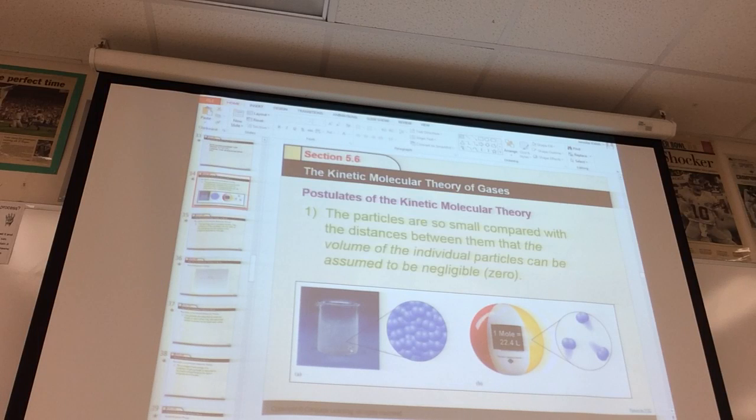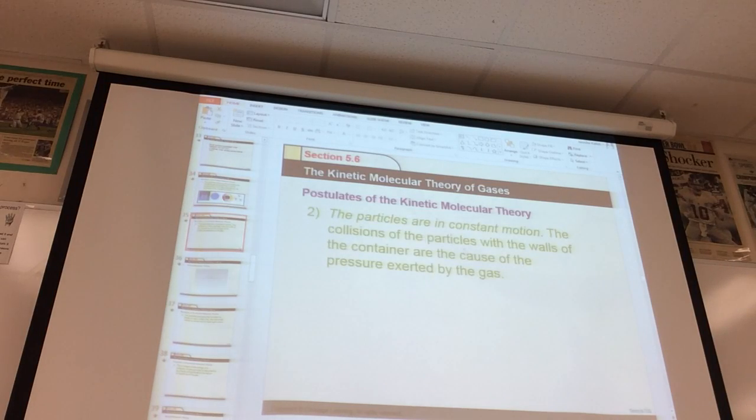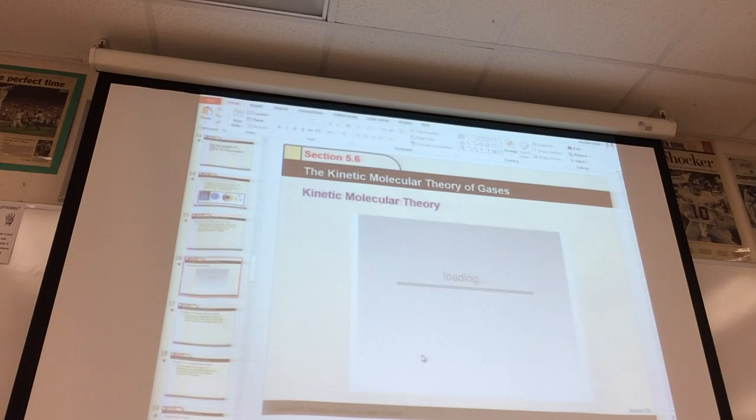For example, this must represent a solid. I'm not really sure which one. It's some type of diatomic, but you can see the particles are very, very close together and there's no movement. In contrast, if you had a gas shown here, the particles are very far apart and moving very quickly in a straight line fashion. As we said, the particles are in constant motion. When they collide with the walls of the container, they exert a pressure.